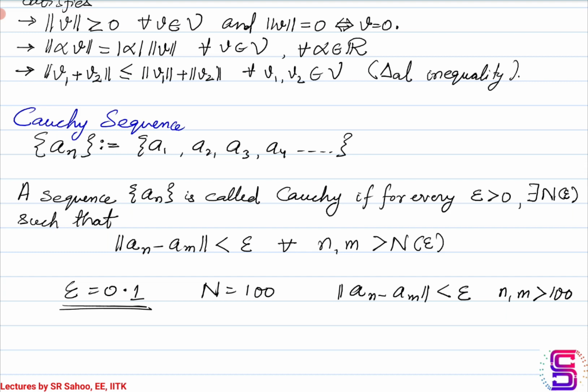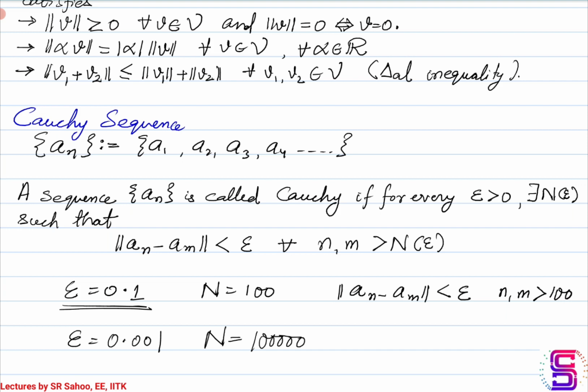Now let's say that someone comes and tells me, no, I'm not satisfied with 0.1. I want to see if there are entries such that the distance between the entries in the sequence is going to be less than 0.001. I want them to be even closer. Let's say that I'm able to find that n is equal to 1 lakh, or 100,000.